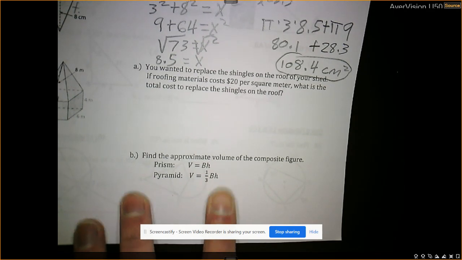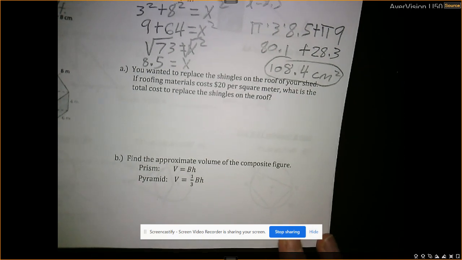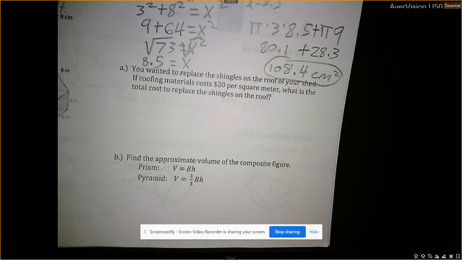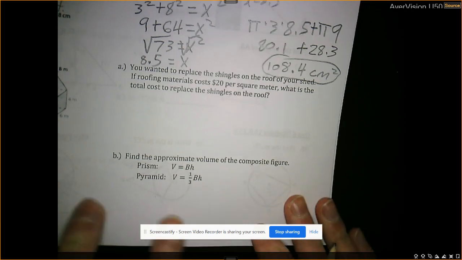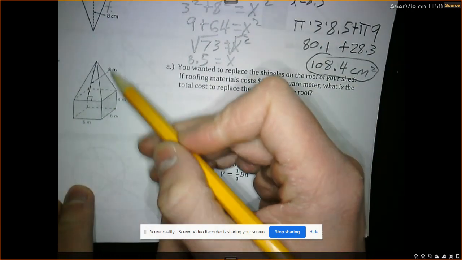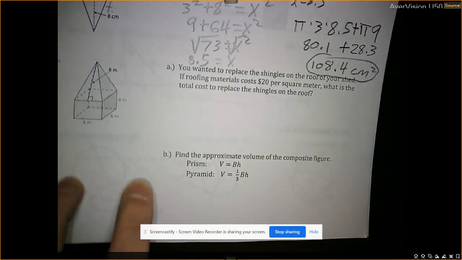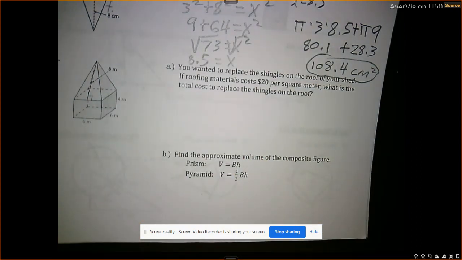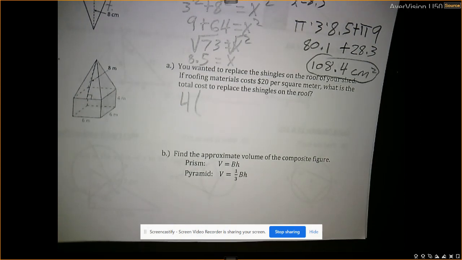Okay, moving on to the last one, 44. You wanted to replace the shingles on the roof of your shed. If roofing materials cost $20 per square meter, what is the total cost to replace the shingles on the roof? Okay, well the roof is only going to be the triangles within this pyramid, right? So we basically need to find the area of one of those triangles, and it's going to be the same as the area of all of those triangles. So it's going to be 4 times the area of one of those triangles.